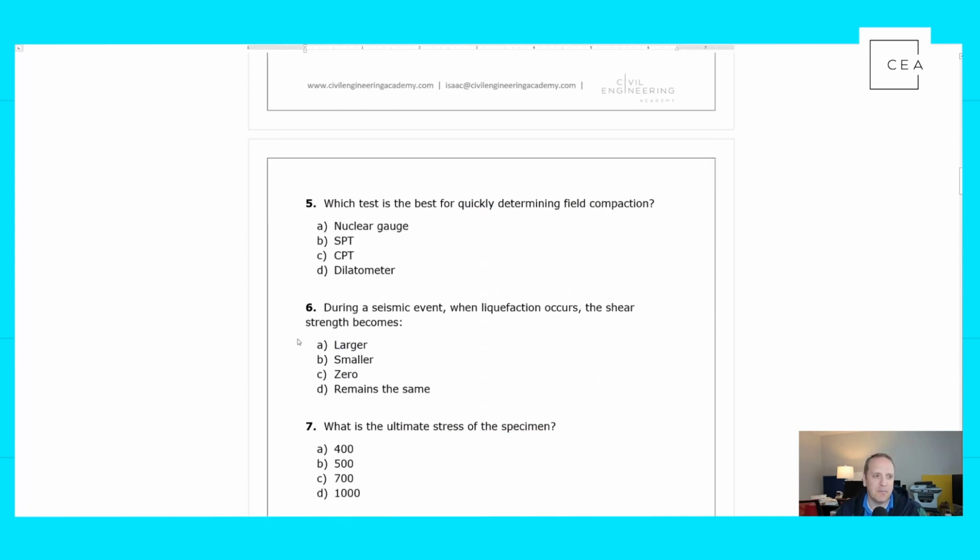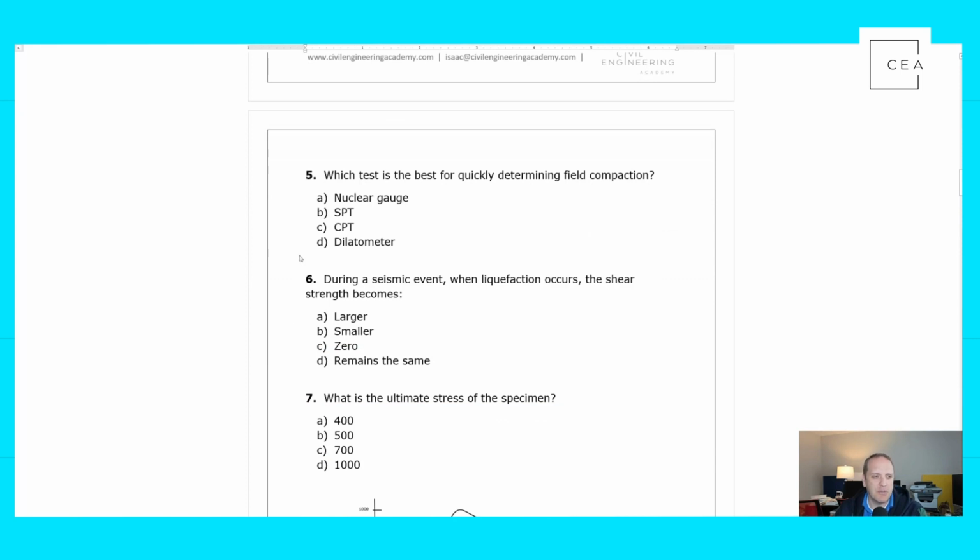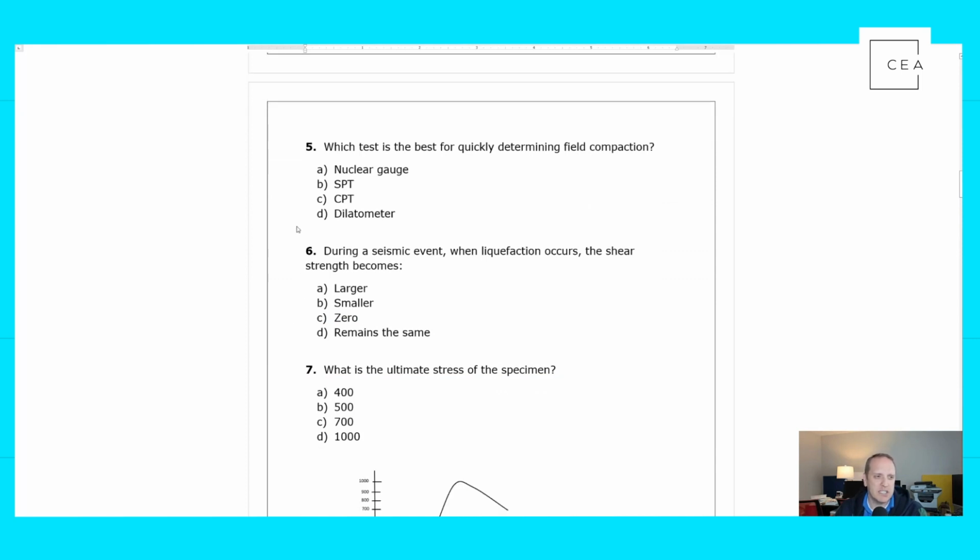So good stuff. All right, let's jump to number 5, which states which test is the best for quickly determining field compaction. Is it a nuclear gauge? Is it an SPT test? Is it a CPT test? Or is it a dilatometer? So cue the Jeopardy music, huh?